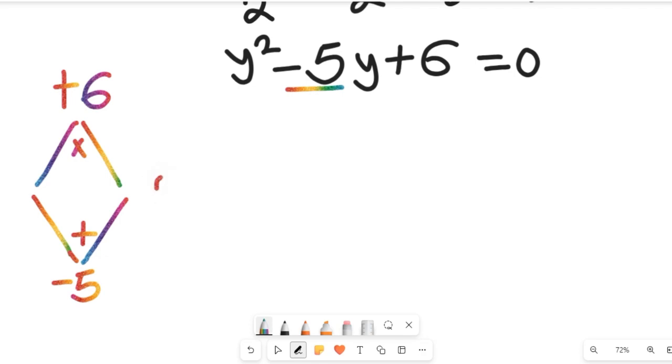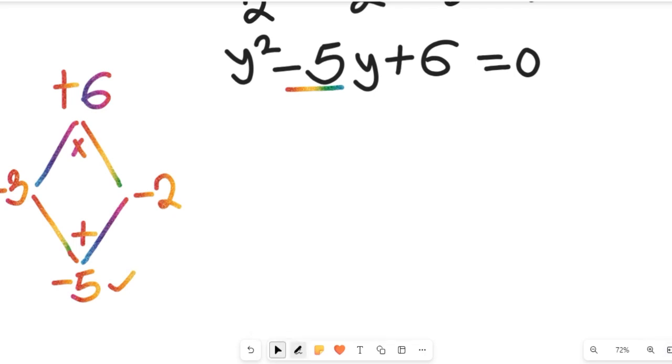Let's look at 2 and 3. What sign are we going to assign to 2 and 3 that will give us positive 6, and when we add them, they give us negative 5? So let's assign negative to 3 and negative to 2. Minus multiplied by minus is going to give us plus, and 2 times 3 will give us 6. Great. Now minus plus minus, we'll have minus 3 minus 2, which is going to give us minus 5.